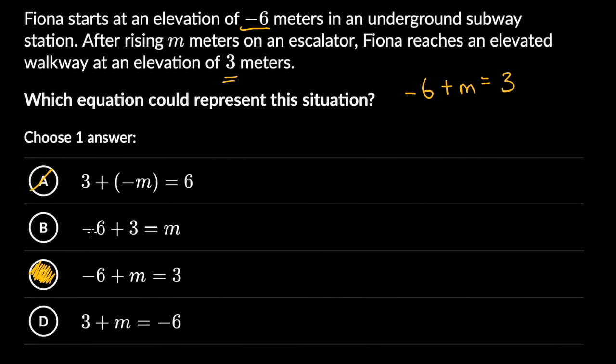This one is implying that we started at -6 meters, we added 3 meters to our altitude, and we got to m. That's not what happened. And this implies that we started at 3 and we added m meters, and somehow we got to -6. But we're saying we're rising m meters. So I do not like that one.